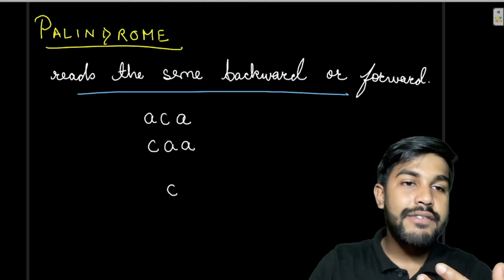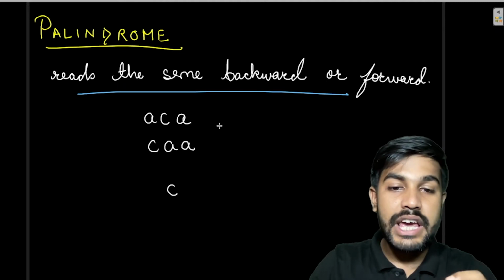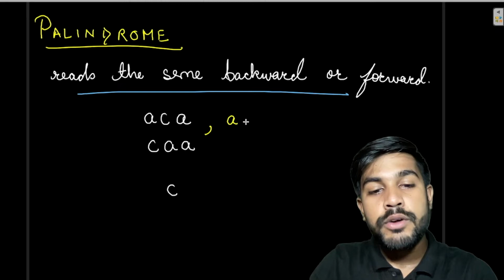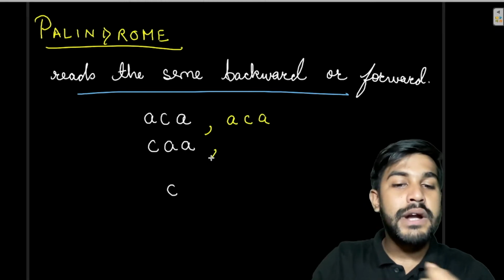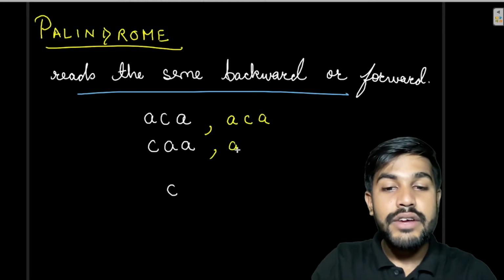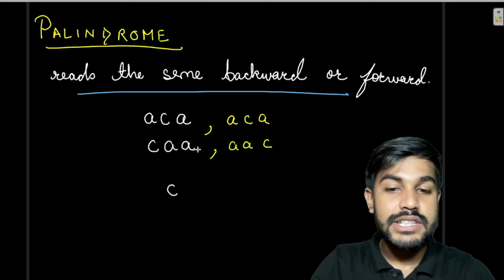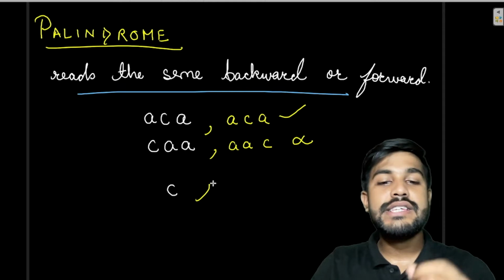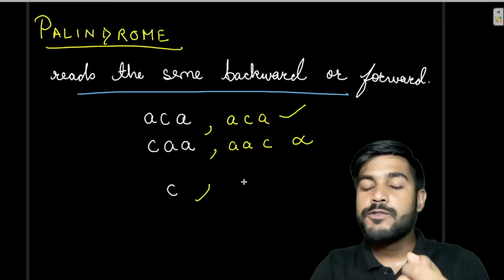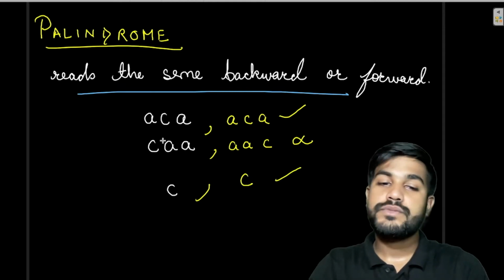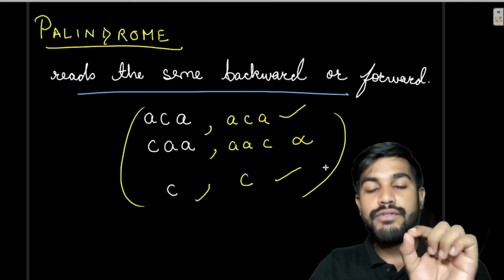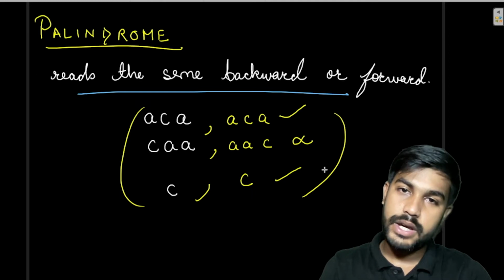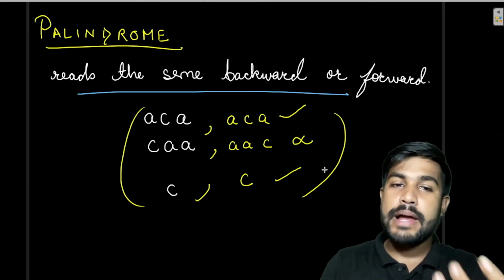Like if we have ACA and we read it backward, that is, we reverse it, then it would be ACA again. But if it is CAA, then if we reverse it, it is AAC, which is different. So this is not a palindrome, but this is a palindrome. And this is C. So even if we reverse it, it would be the same, that is C. So we can say that the first and the third are examples of a palindrome. Okay, so we understood the palindromic sequence.